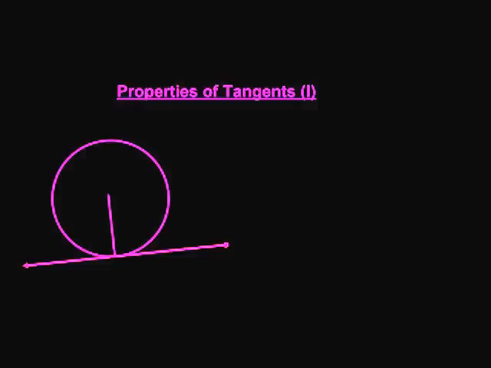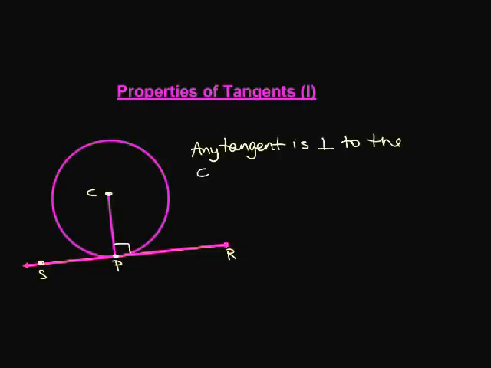Here we're looking at a circle. Let's go ahead and give our circle a name. I'll name this circle C, and we have a ray. I'm going to label that as ray RS, and it appears to be touching our circle here at point P. Our first property says that anytime you have any tangent drawn to a circle, then it is perpendicular to the radius of the circle. Any tangent is perpendicular to the circle's radius.